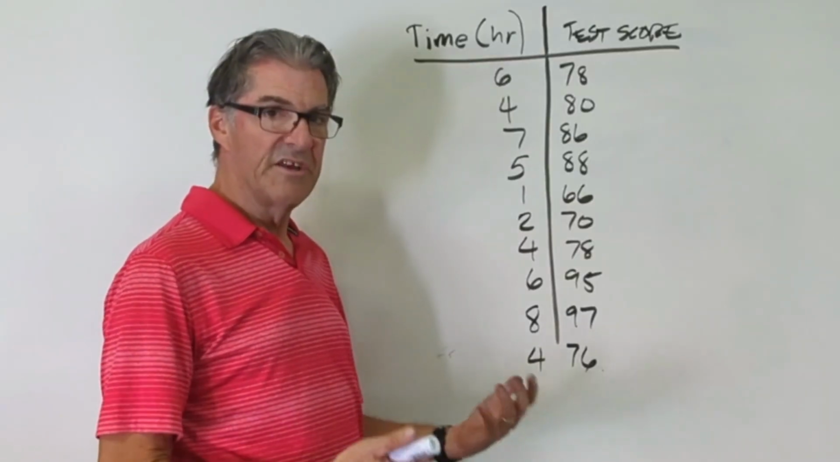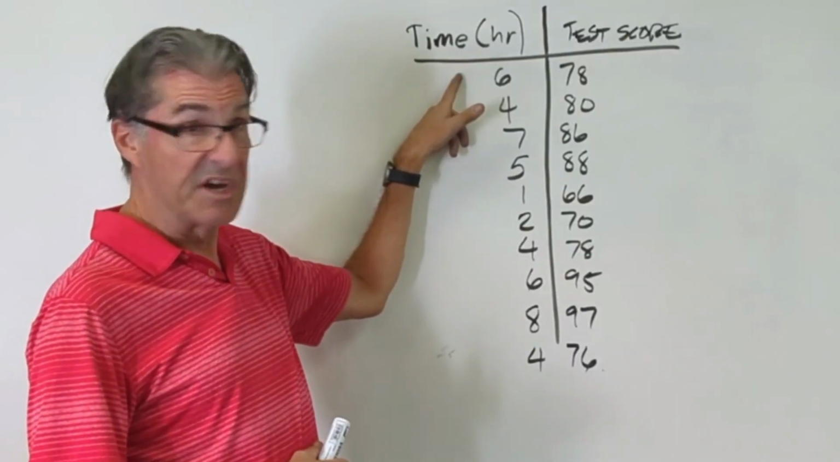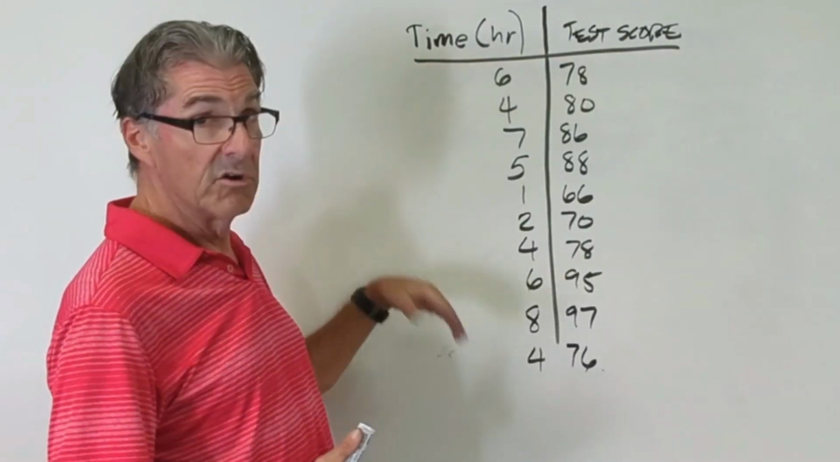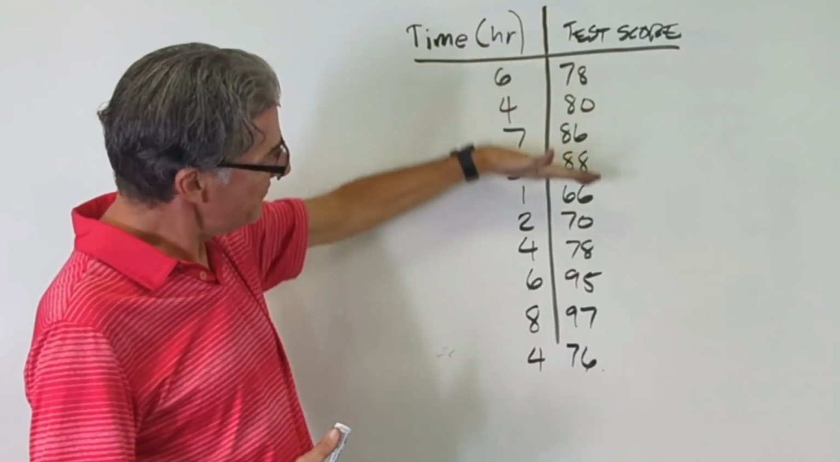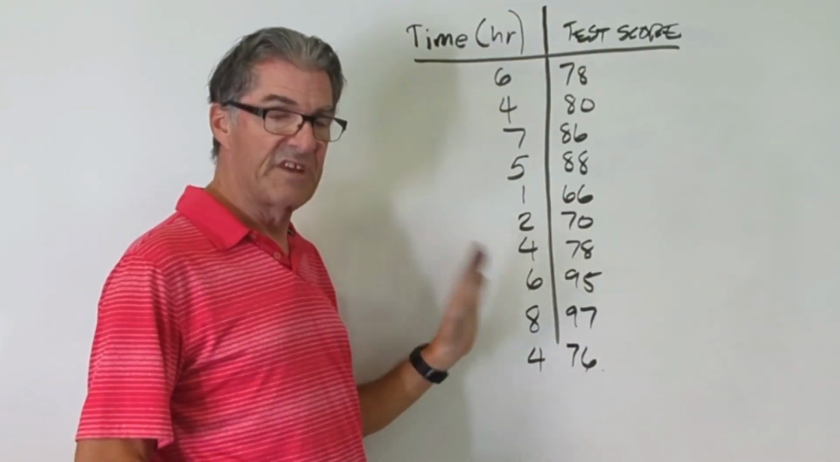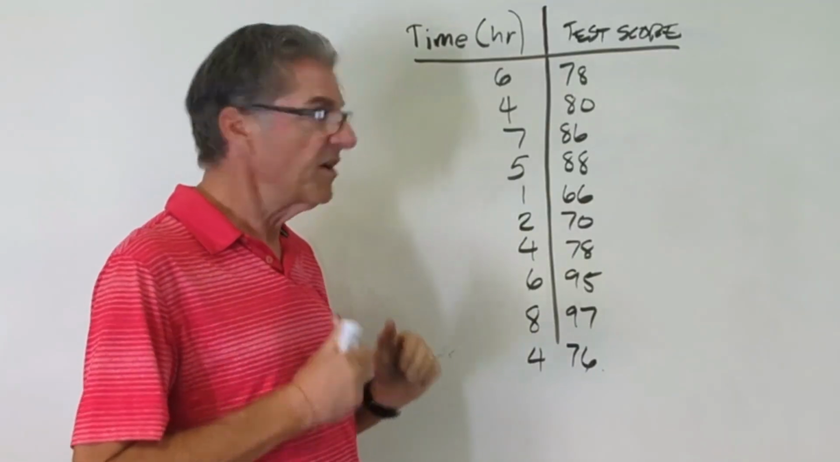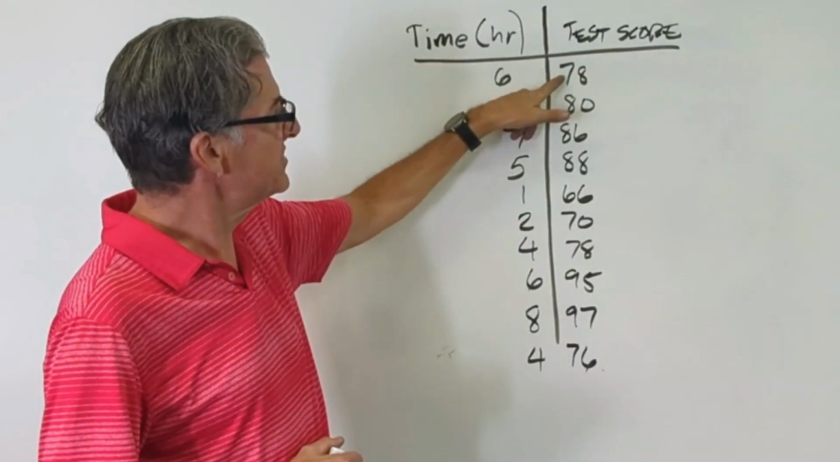All right, here is a possible scenario where we have time spent studying in hours graphed against the test score. So we have these various test scores and the hours spent studying. And if you snoop on this data, you're going to notice it's not a perfect correlation in that this person studied 6 hours, got a 78.